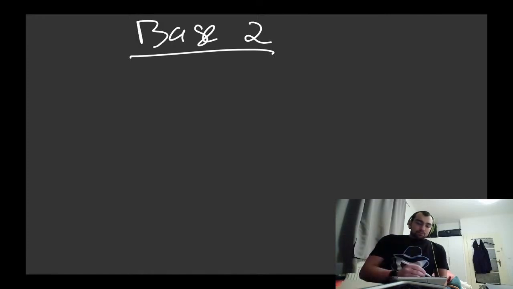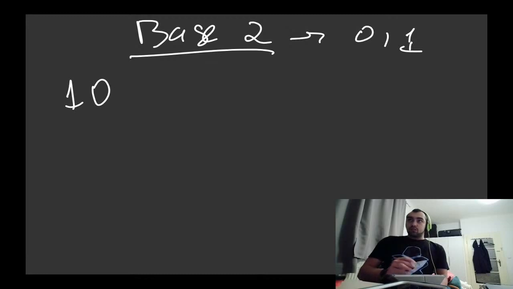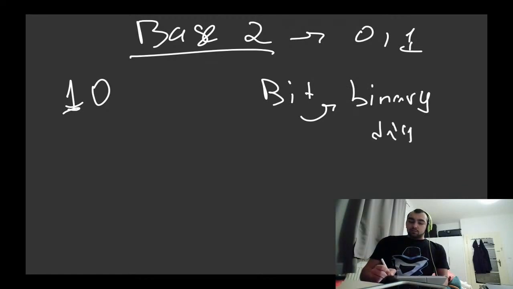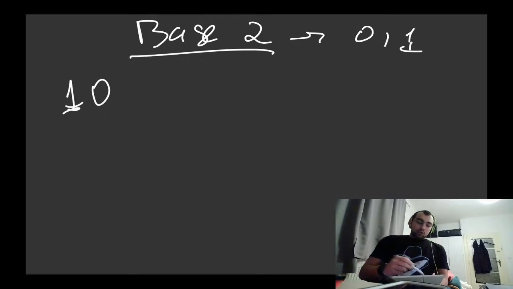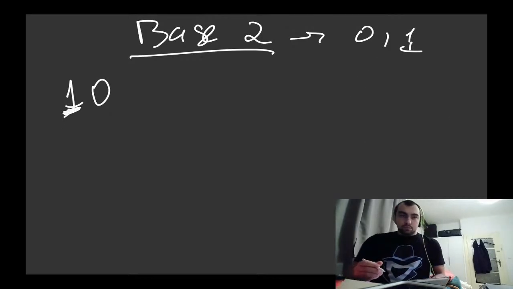So let's look at data. Binary data is 1s and 0s, so it's base 2. In base 2, the only digits are 0 and 1, two digits. And say we have 2 bits of data. By the way, what is a bit? A bit is just shorthand for binary digit. So in this case, we have 2 bits of data, 1 and 0.